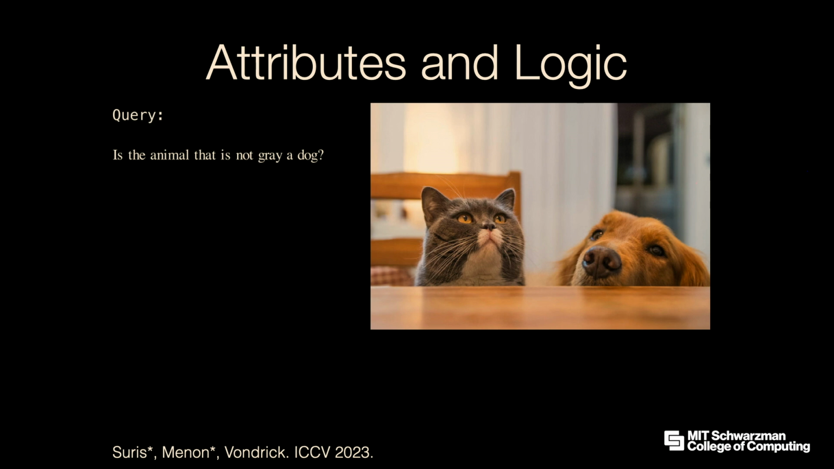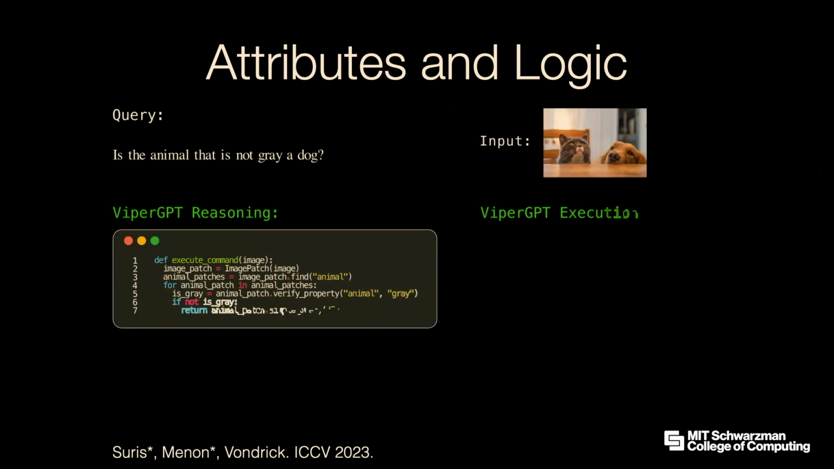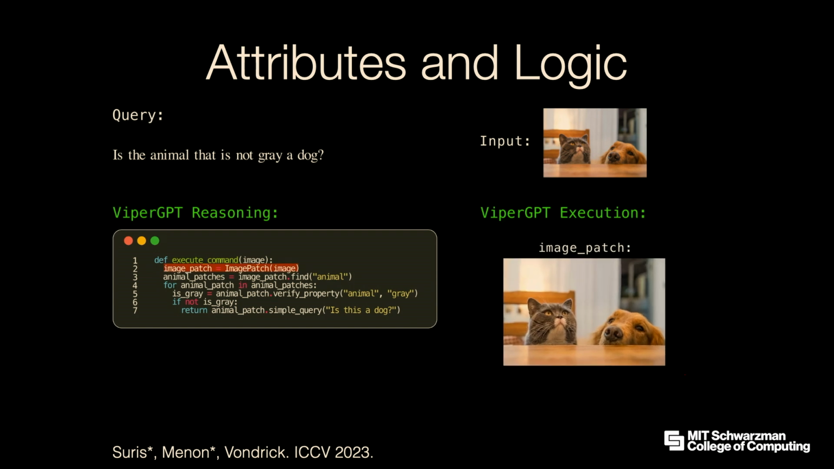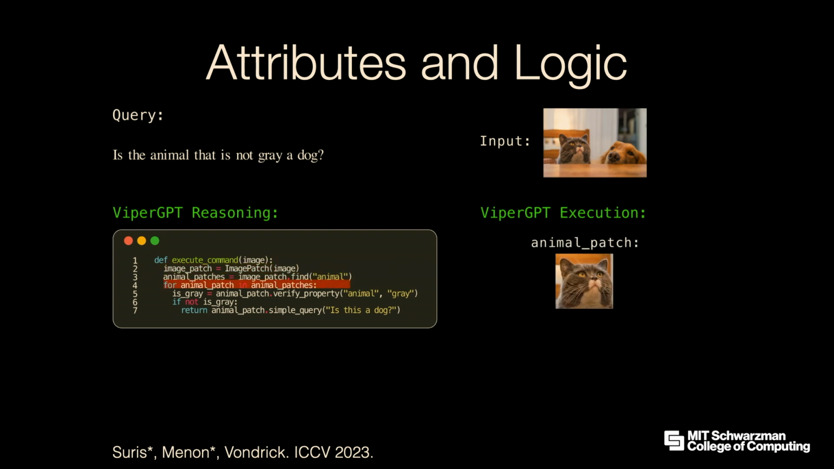For instance, here, the question is: is the animal that is not gray a dog? That's a sophisticated question. This is actually quite difficult for a language model to answer directly on the image because negations get complicated. But here, the model just translates the question into code, and then it executes. The first line finds the images with cats and dogs. Then it looks at one. Is this gray? True. Is this patch gray? False. So this is not gray, so it returns yes. So here is the answer to that particular question.